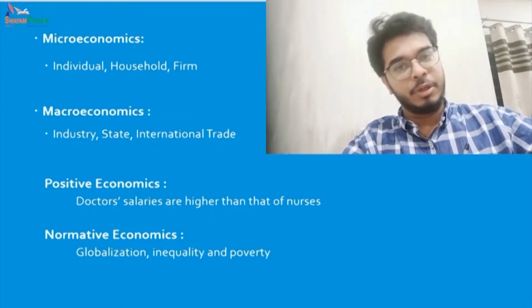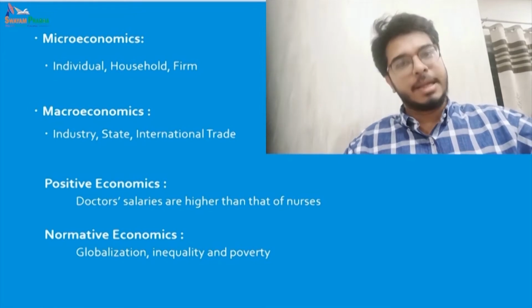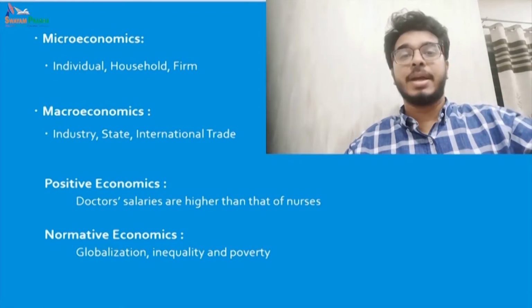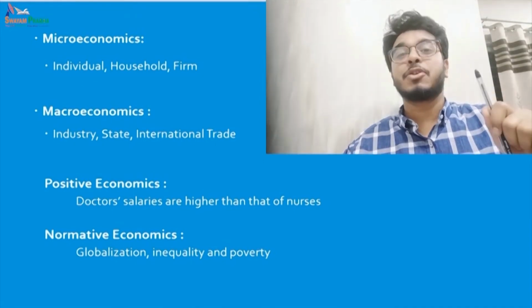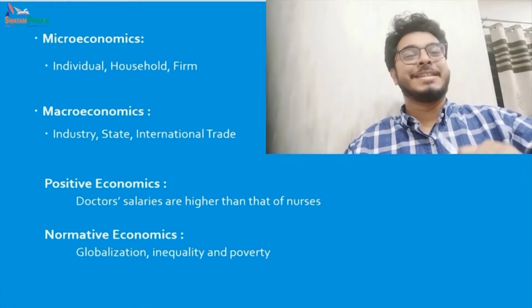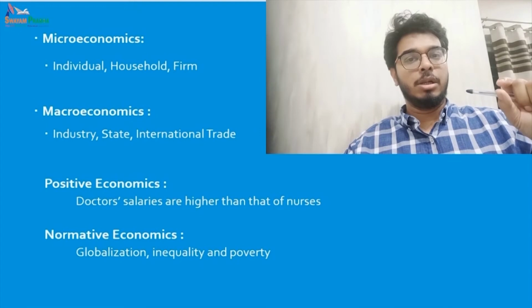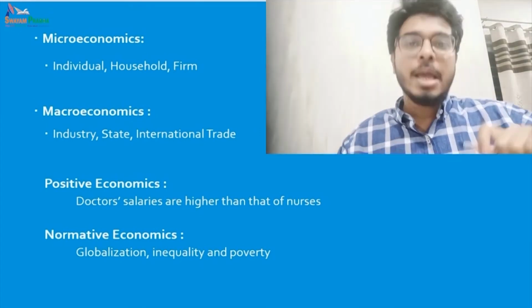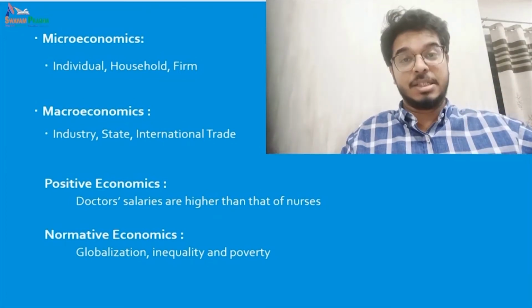You know that there are two branches of economics. One is microeconomics, another one is macroeconomics. So how are these two branches different from each other? They are different based on the economic agents, the decision makers. Micro means small, macro means large.